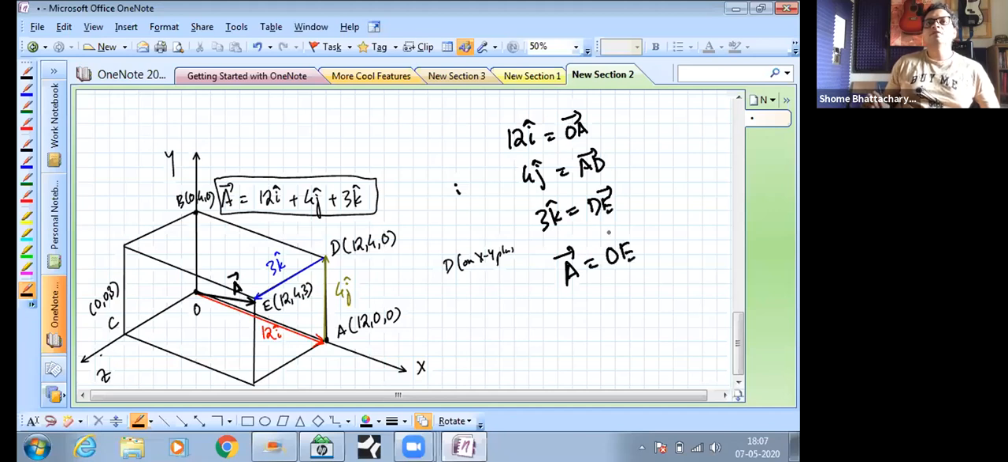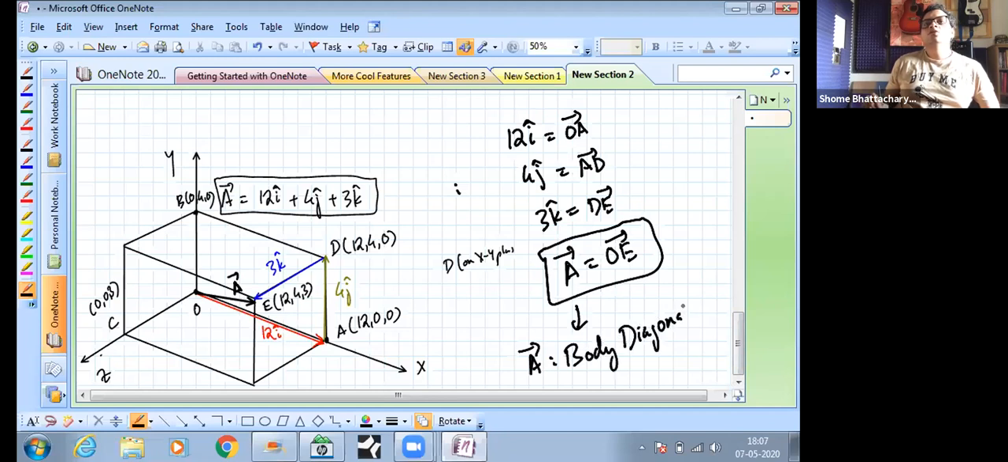So in language of geometry, the vector A is nothing but what we call the body diagonal of the cuboid. So you can see that the vector A is the body diagonal. So a cuboid is 3-dimensional, so it has 2 types of diagonals. One is the face diagonal. That is a diagonal across each of the 6 faces. They are called the face diagonals. But there are also 4 such diagonals which are body diagonals.